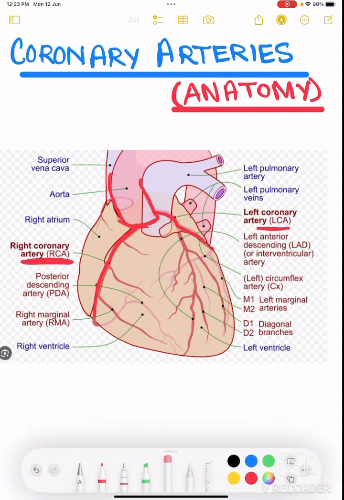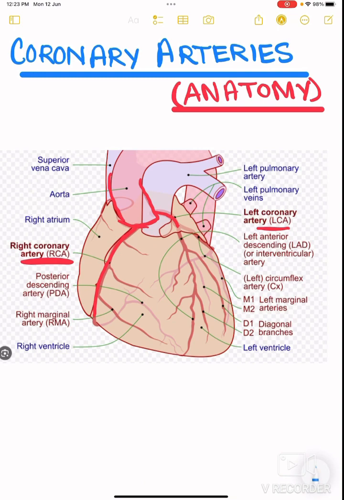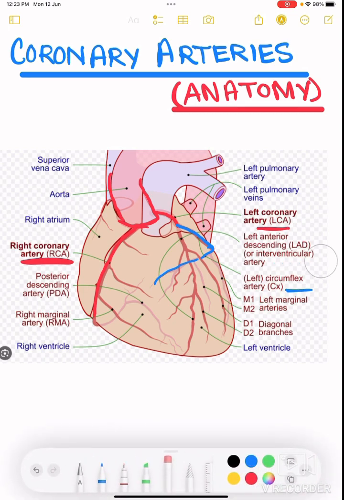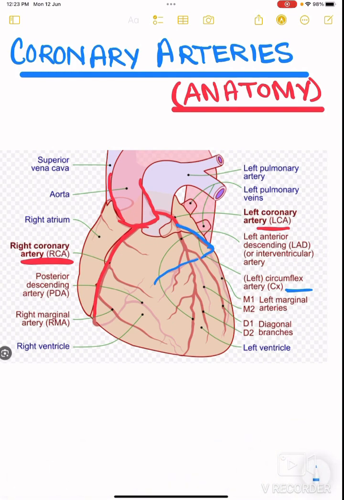Now, from the left coronary artery two further arteries come out. First, it winds around the left border of the heart and enters the posterior surface. This particular artery is known as the left circumflex artery. Because it winds around the left border of the heart, that's why it is called the left circumflex artery. It is a branch of the left coronary artery.